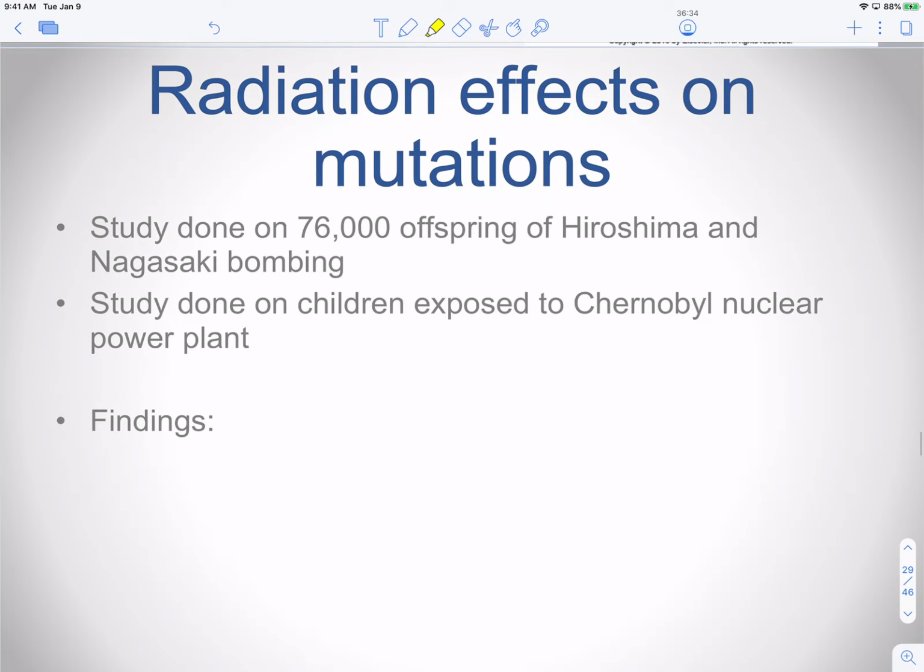So just as a side note, some people are always thinking that radiation, what happened with our atomic bombs and stuff, is going to affect multiple generations. And so there was a study done on 76,000 offspring of the Hiroshima and Nagasaki bombing. And so this is looking at the germline and the passing down of mutations to offspring. And they also did a study on children exposed to the Chernobyl nuclear power plant. And so here they're looking at not only germline, but somatic mutations. Was there an increase in somatic mutations? And of course, this is in comparison to normal populations.